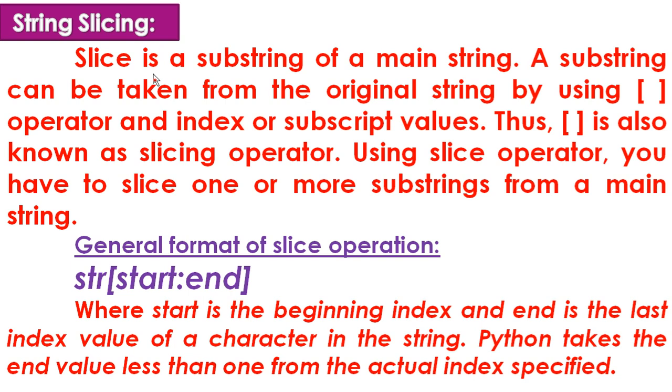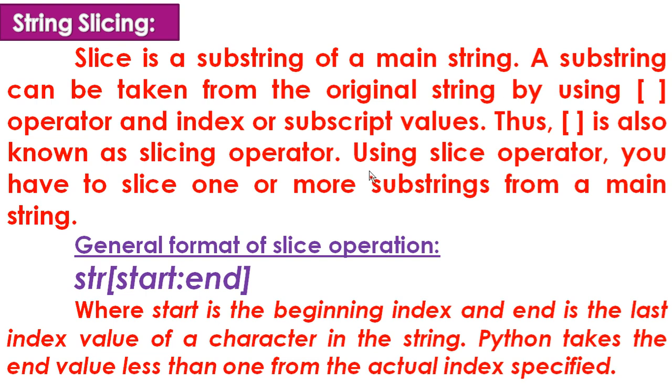In this class, we are going to see about string slicing and string striding. First of all, string slicing. A slice is a substring of a main string. A substring can be taken from the original string by using square bracket operators and index or subscript values. Thus, square brackets are also known as the slicing operator.